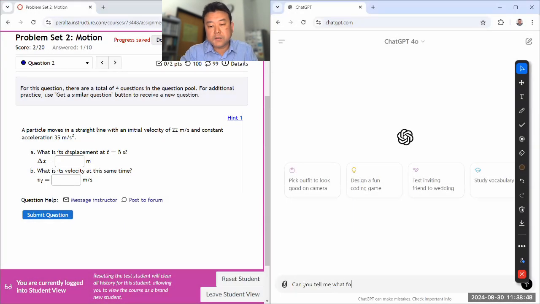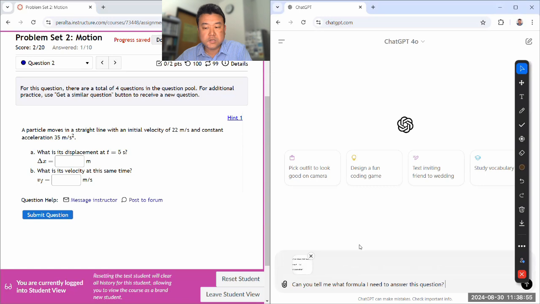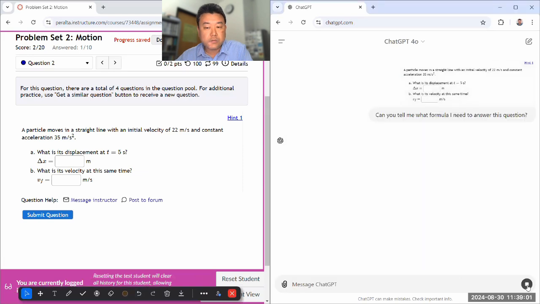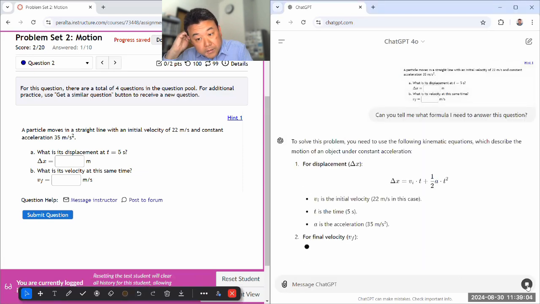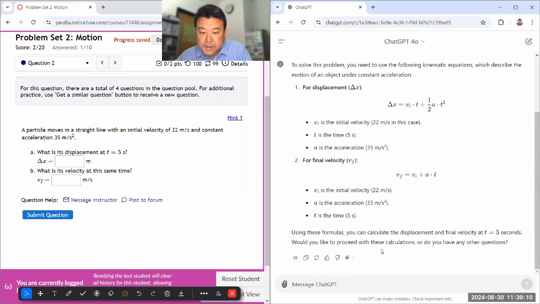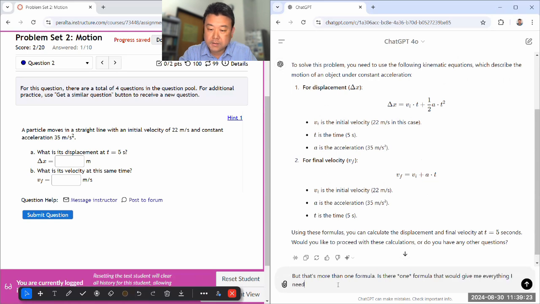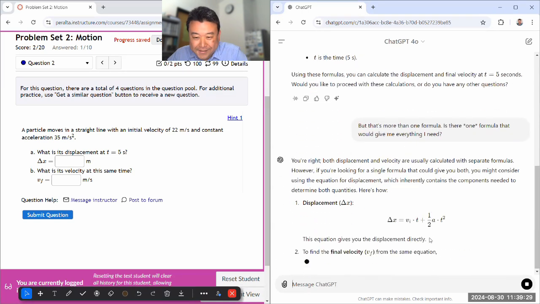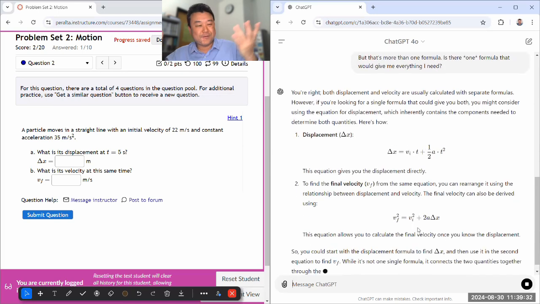Can you tell me what formula I need to answer this question? So I'm pasting in a screenshot of the question and just asking it for the formula, which I don't recommend. That's the kind of question that won't really help you learn. But that's more than one formula. Is there one formula that would give me everything I need? I know what the answer should be, but I guess. Yeah, V squared formula. That's the one formula that you need.